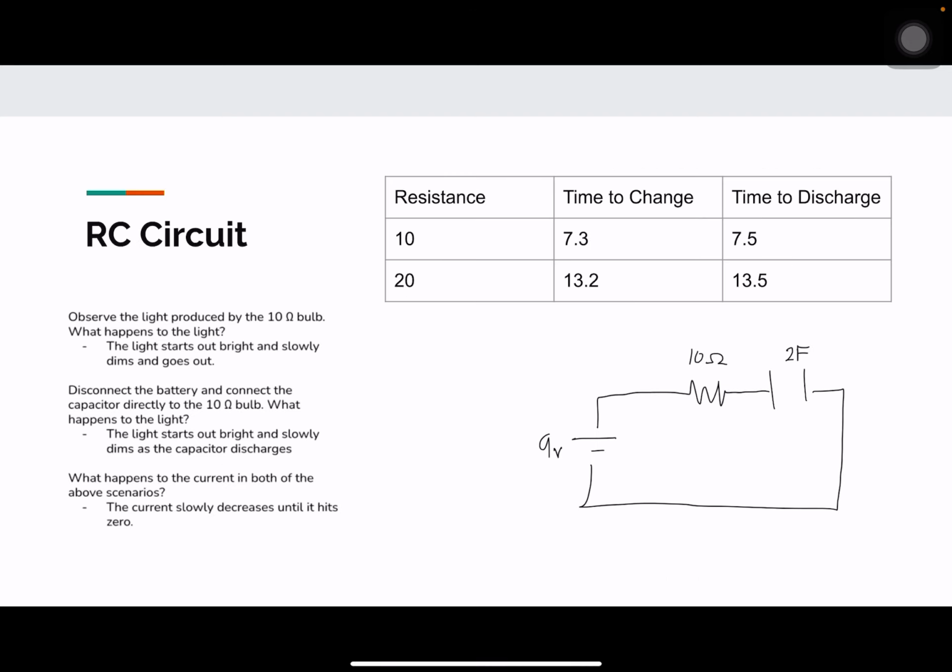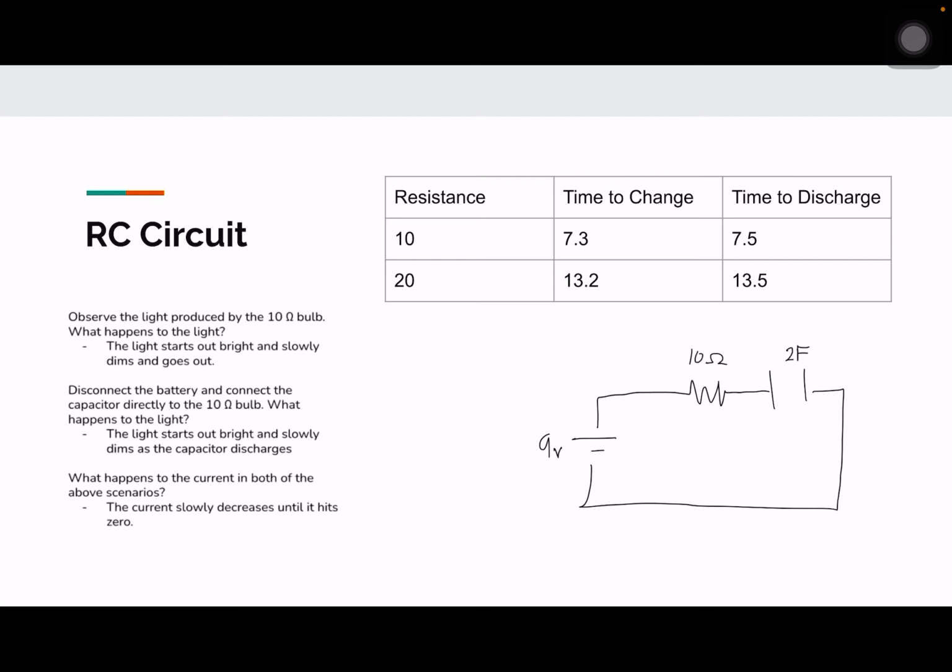So for RC circuits, we have a different circuit on the right, and to observe the light produced at the 10 ohm bulb, what happens to the light? At first the light is really bright, and then it slowly dims and goes out. You can see in my small chart, I have it at the 10 ohm. Now we disconnect the battery and connect the capacitor for the 10 ohm. What happens to the light? Well, same thing happens. It starts out really bright and slowly dims as the capacitor discharges.